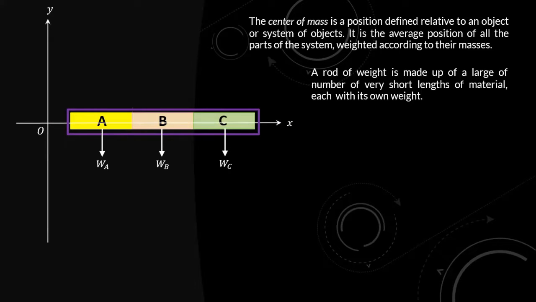Okay, for the simplest case, we can draw an X, Y axis diagram, right? Let XA be the distance of object A on the x-axis. XB is the distance of object B on the x-axis. And the last is XC. XC is the distance of object C on the x-axis as well. Very simple, right?